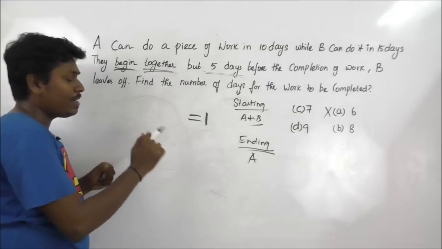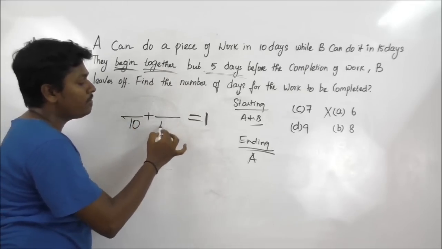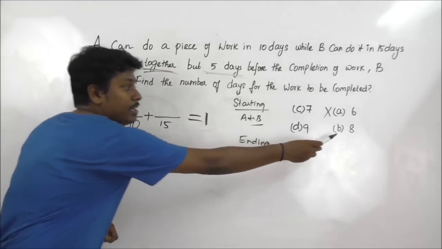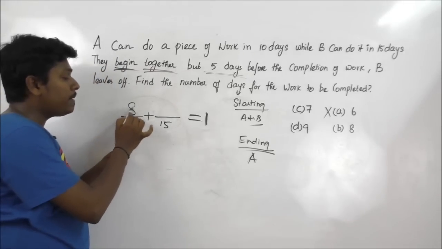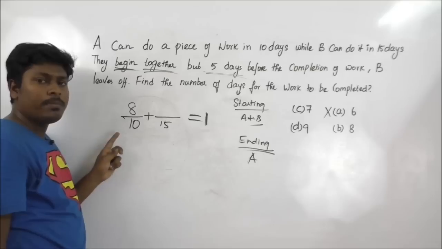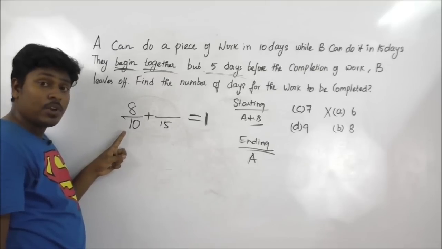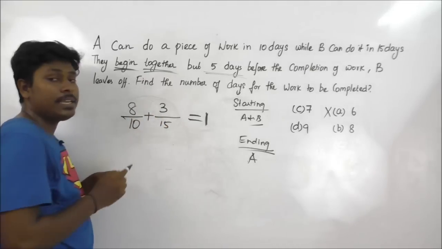Similarly, the total should be equal to 1, so go for the second option. A can complete a job in 10 days and B can complete a job in 15 days. Go for the second option, which is 8. So 8 shows that A can complete this entire job in 8 days. We know that B left the job 5 days before. So if B left 5 days before and A completed in 8 days, B should have worked only 3 days.